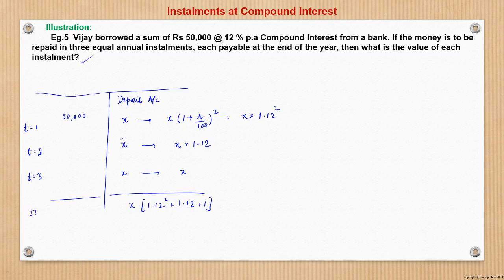And what will be the value of 50,000 after 3 years at compound interest, right? So this will be nothing but 50,000 into 1.12 raised to power 3 at compound interest, and these two should be equal, right?